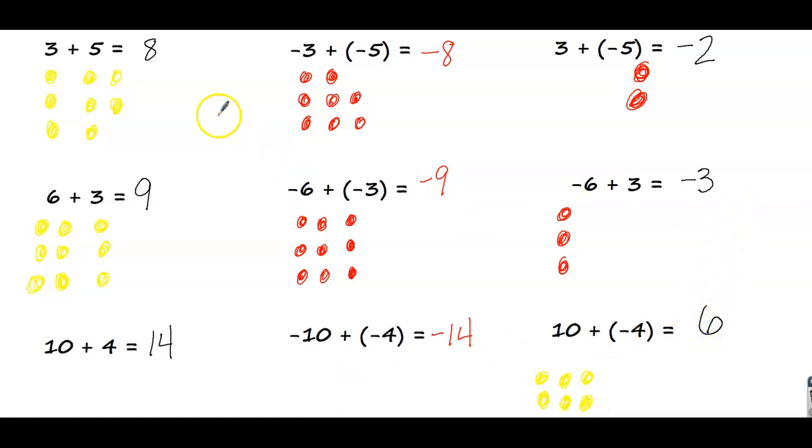So what I want you to realize is that when you're adding 2 positive numbers together, you just add the numbers and the answer is positive. Same thing with negatives. If you're adding 2 negatives together, you just add those 2 numbers together and the answer is a negative. It's just you had 3 negatives and you added 5 negatives to it, so now you have 8 negatives. But when you're adding a positive and a negative, it's different.